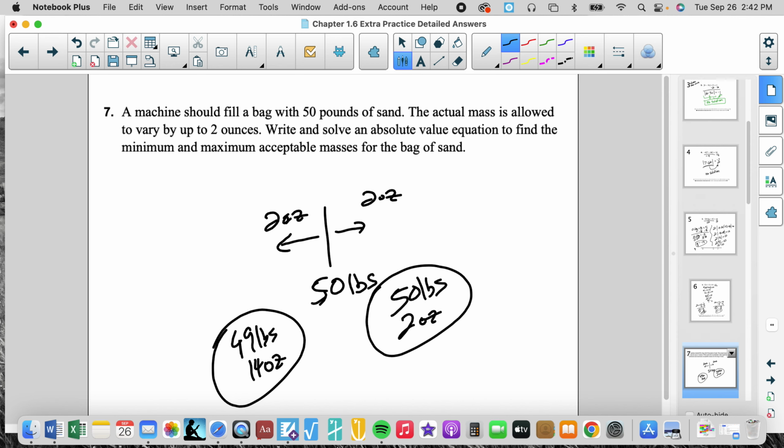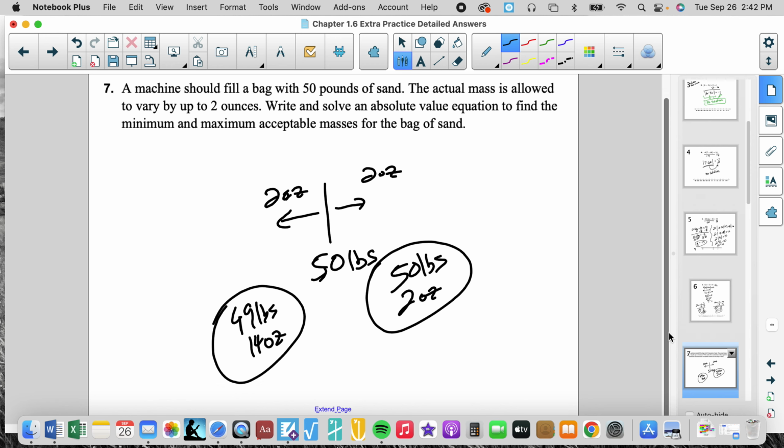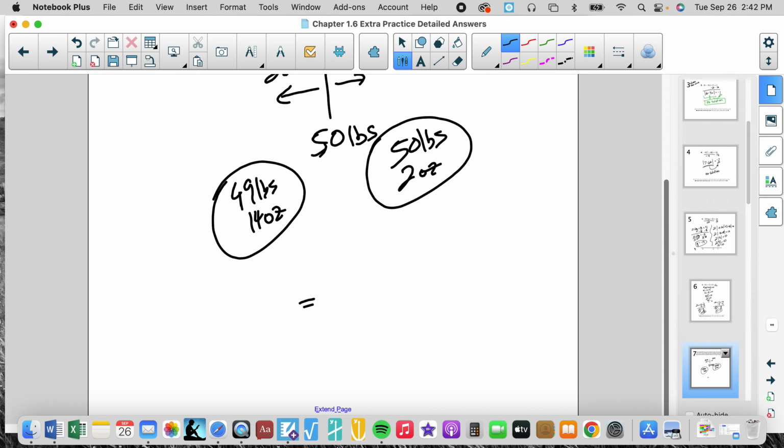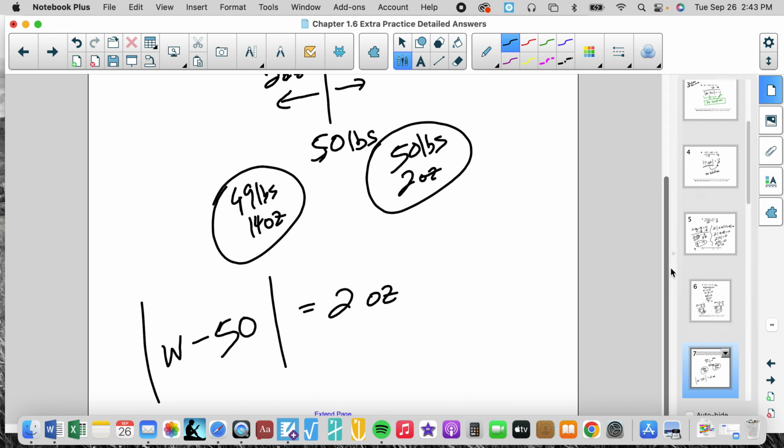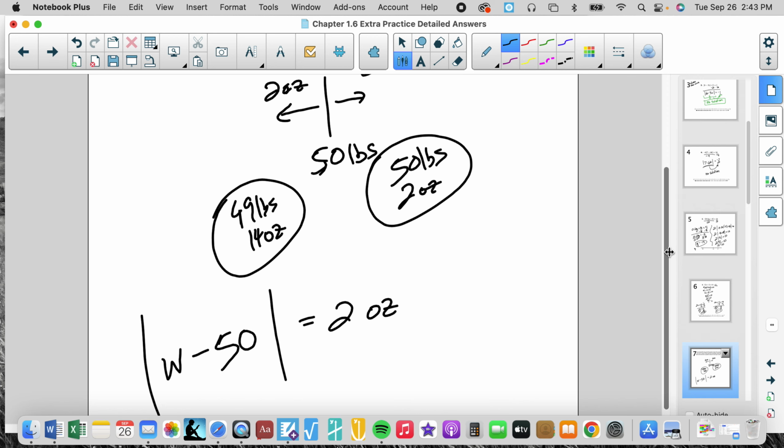So how do we write an absolute value? Well, this needs to equal my variance. So it's going to be 2 ounces is going to equal this. And then we're going to do whatever the weight is minus 50 pounds. So that is how we are going to write that equation. 2 ounces, okay?